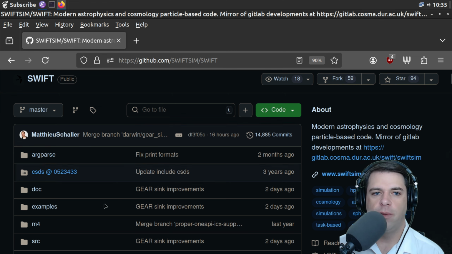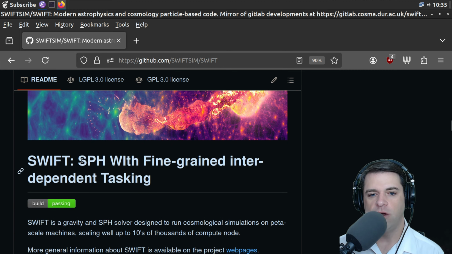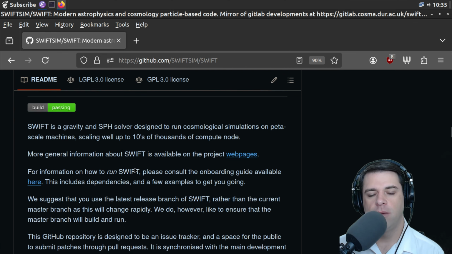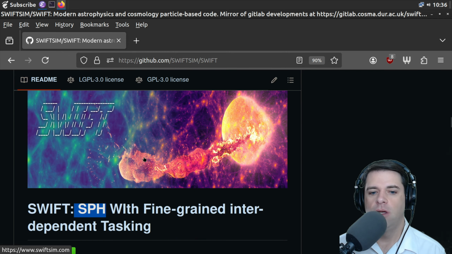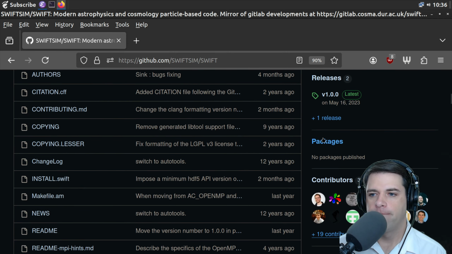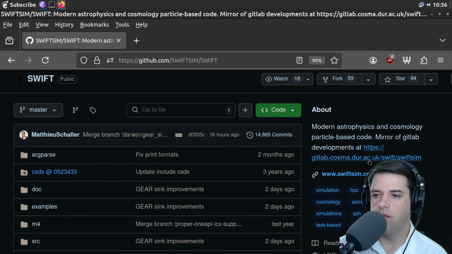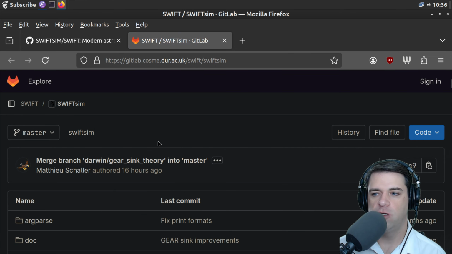So I found this repo. It's called Swift. Swift SPH. I don't know what SPH is, with fine-grained interdependent tasking. I don't know what any of that means. But it's about cosmology. They have a paper on their website that was useful, but I think Firefox crashed, so I don't have it up anymore. But let's pull that up.